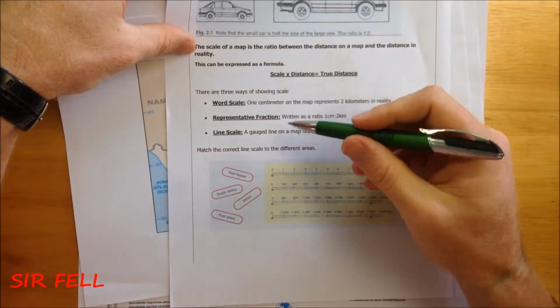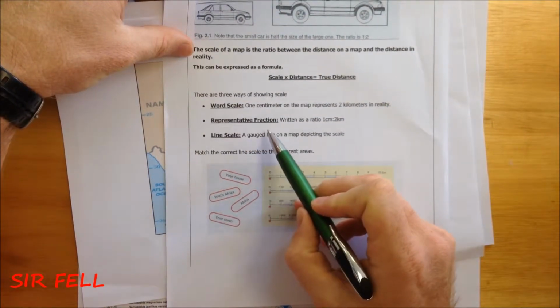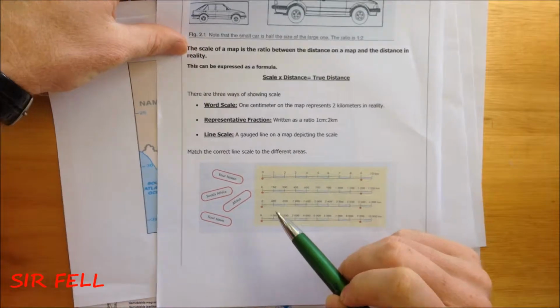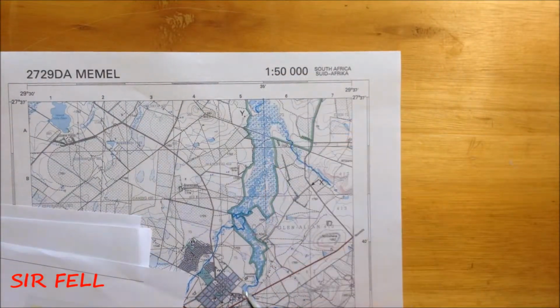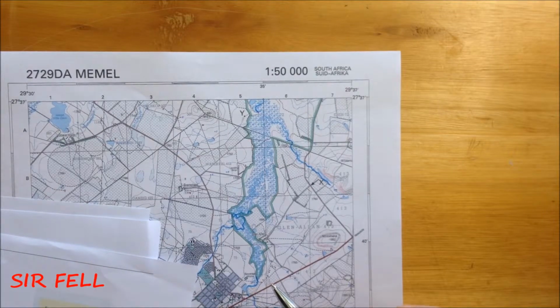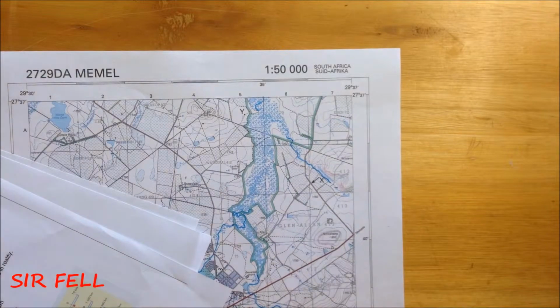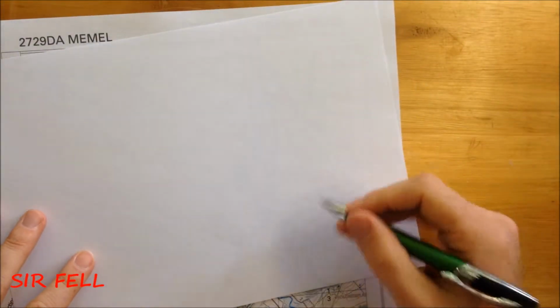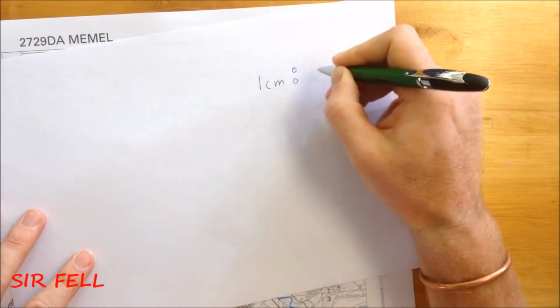The more common ones are these bottom two. First one is a representative fraction or a ratio scale. Now, a representative fraction or a ratio scale looks like this on a map. Now in grade 8, we don't give you this type of scale. What I'm going to give you is a ratio scale with the units included. Now what that means is I'm going to give you the units, so it'll look something more like this.